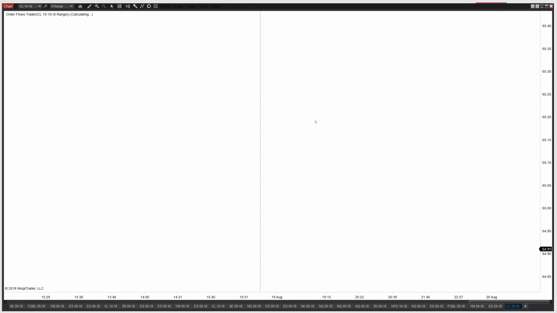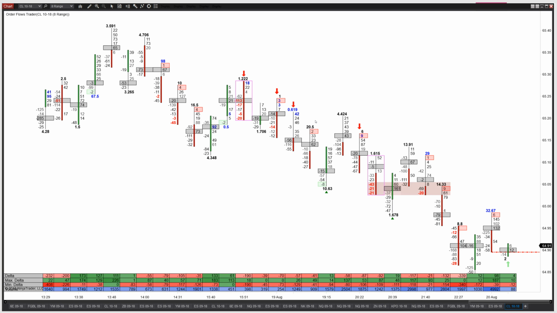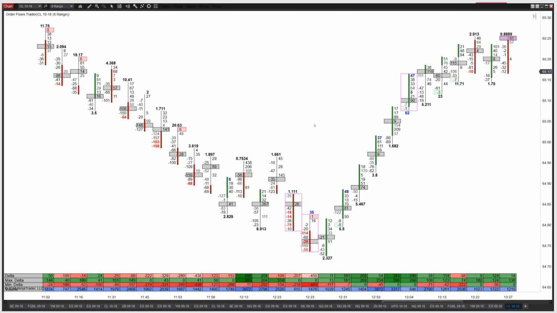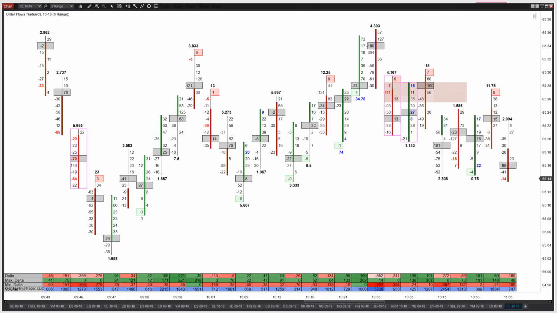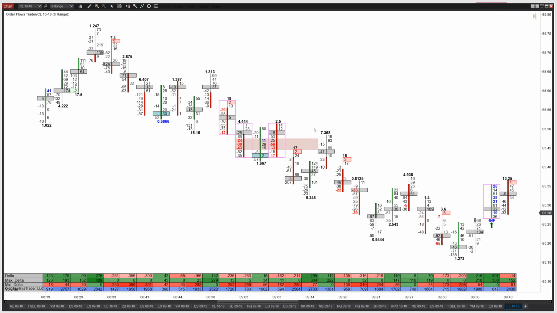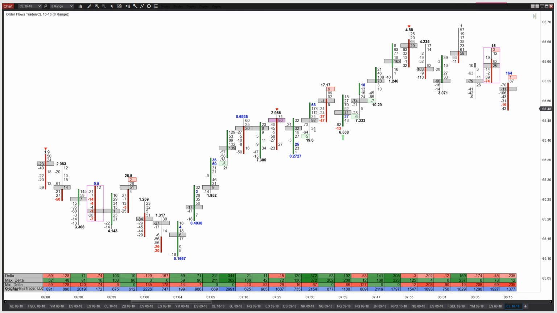Crude's in the middle of the roll right now. Well, you should be in October crude now, but anyway, let's just scroll back. Let's see if that same pattern is going to be appearing in here.